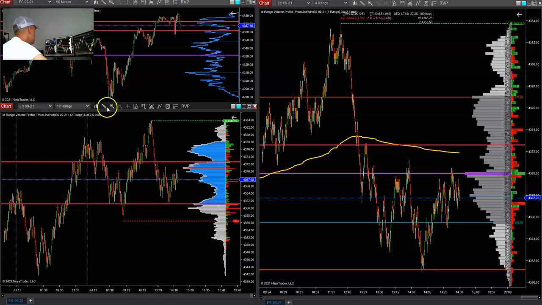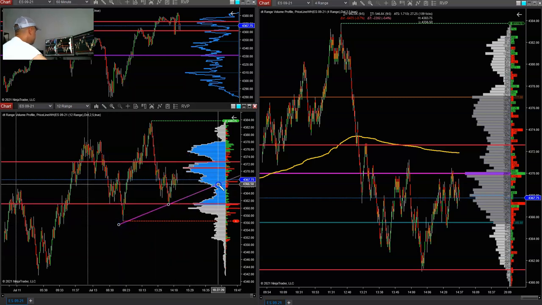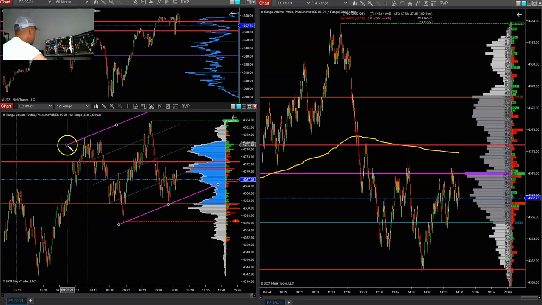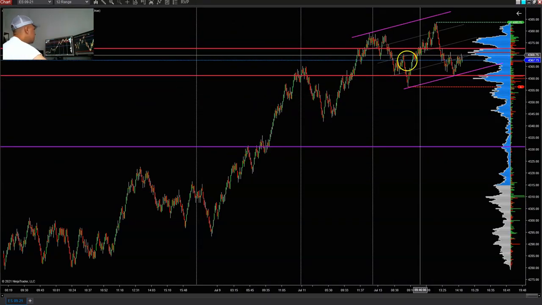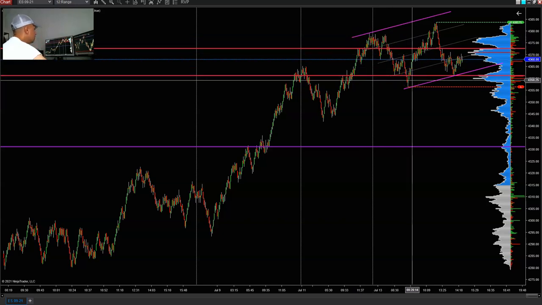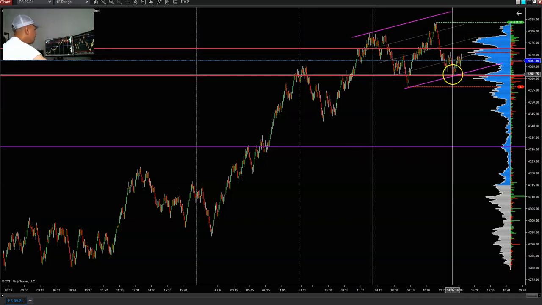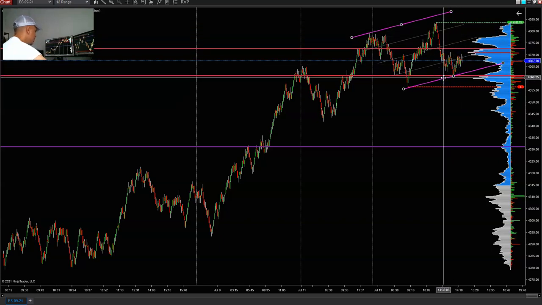If I was to draw, I'll show it to you, a channel here, you'll see that price is trying to move to the upside. You see it here, higher high, higher low, higher high, trying to make higher lows and continue pushing higher. It appears that way.